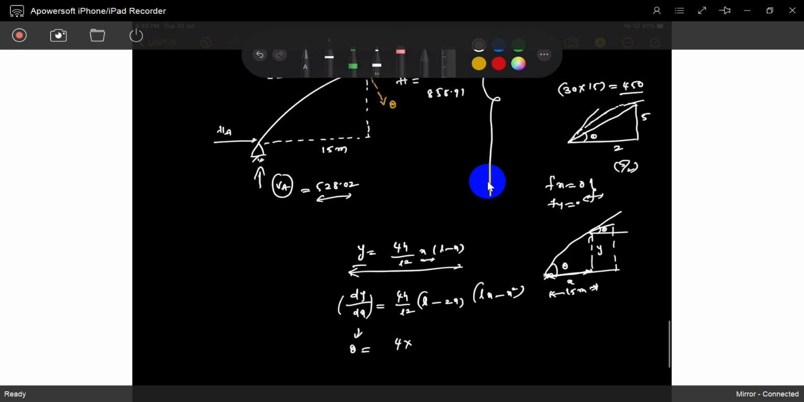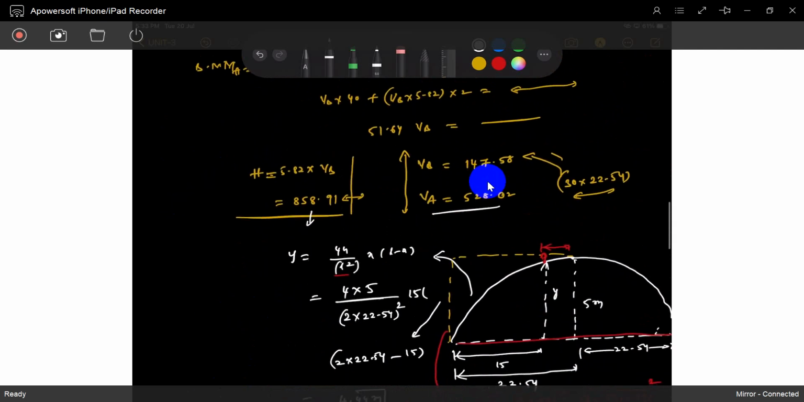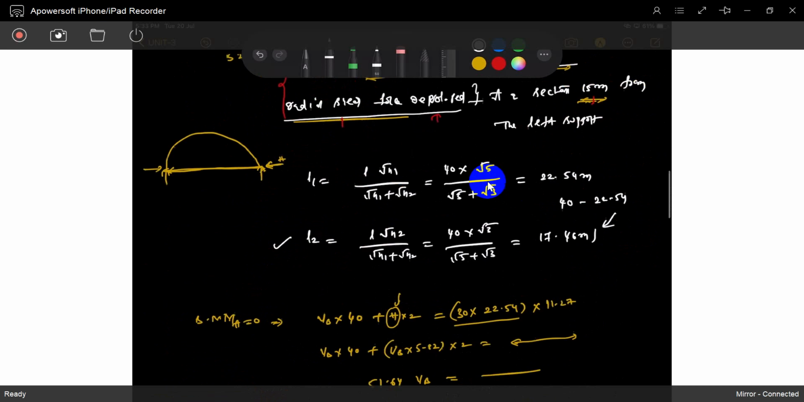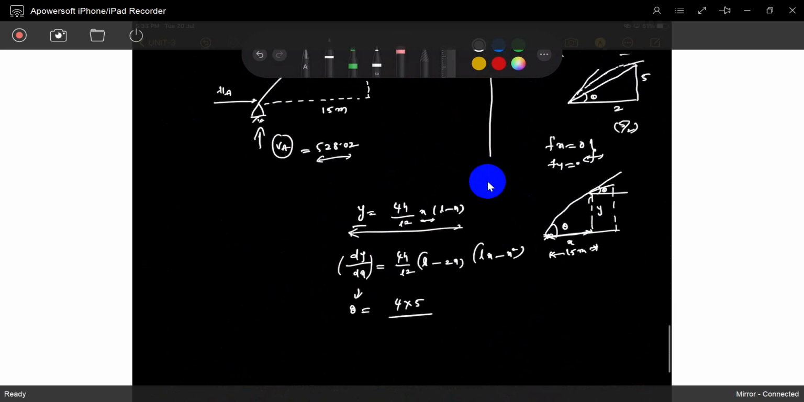4h, this is 5 meters for this span. You know it. 5 meters. What L will we take? L is not taken as 40. L you have to take for this span, which is 22.54. So you have to take L like this, 22.54 into 2, that is total L.